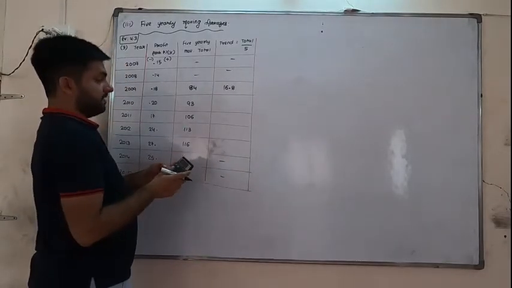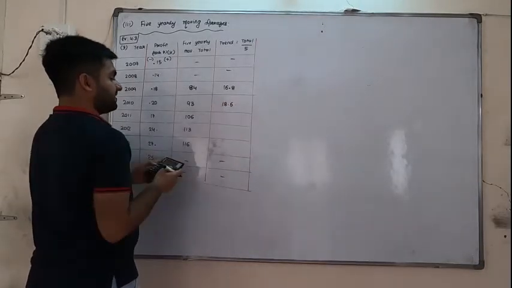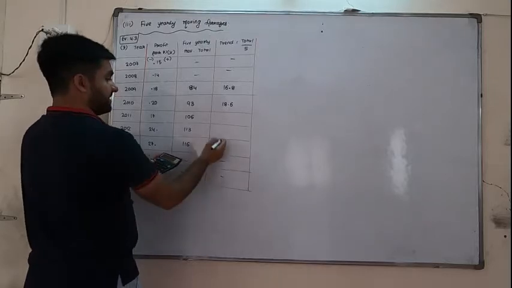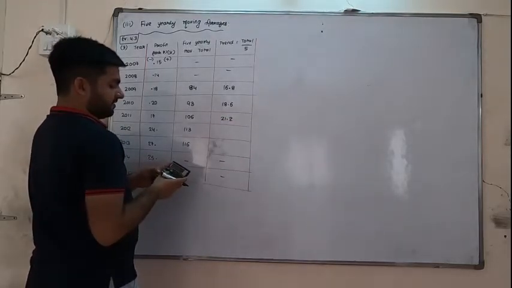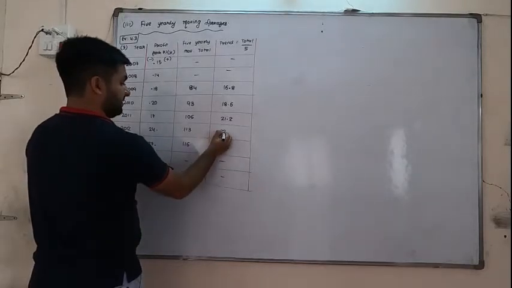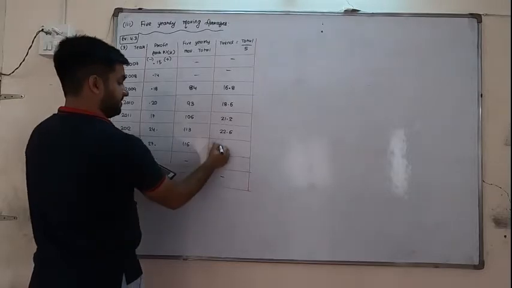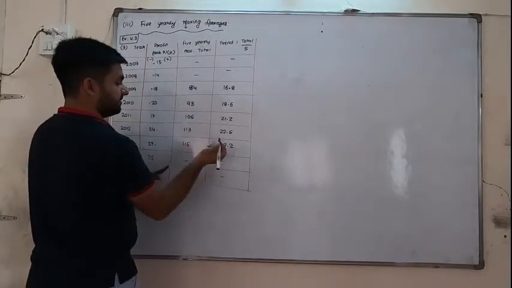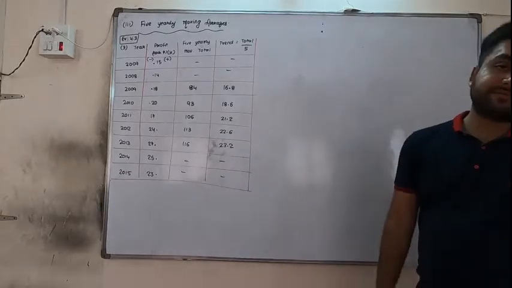16.8. 93 divided by 5, 18.6. 106 divided by 5, 21.2. 113 by 5, 22.6. 116 by 5, 23.2. So we have divided by 5.